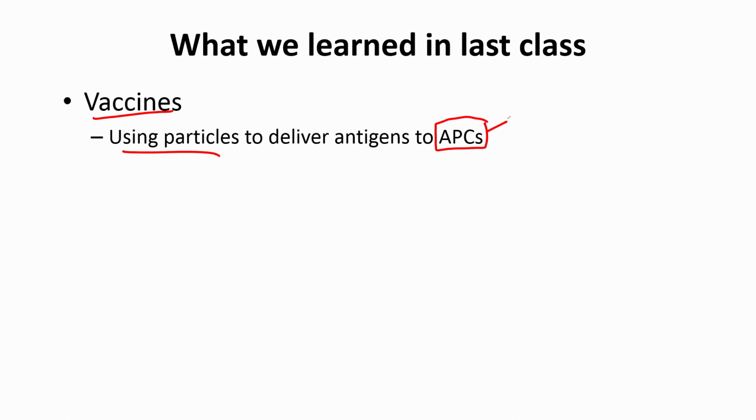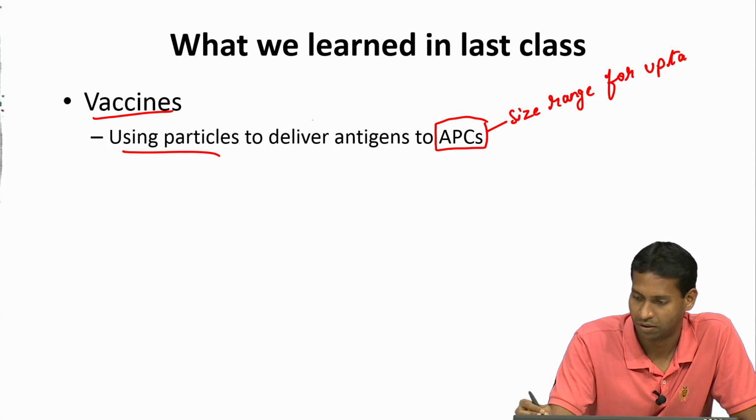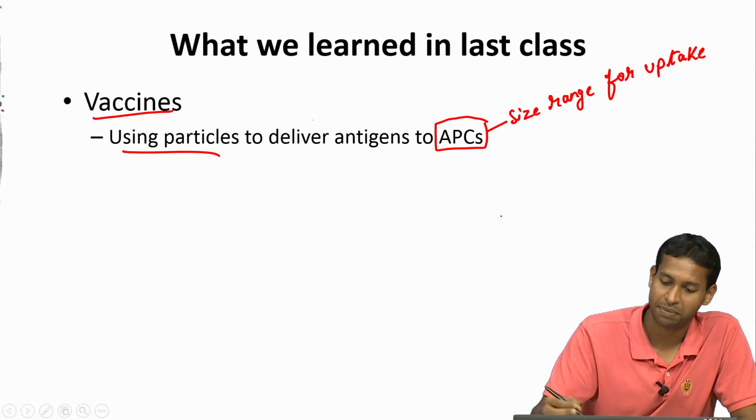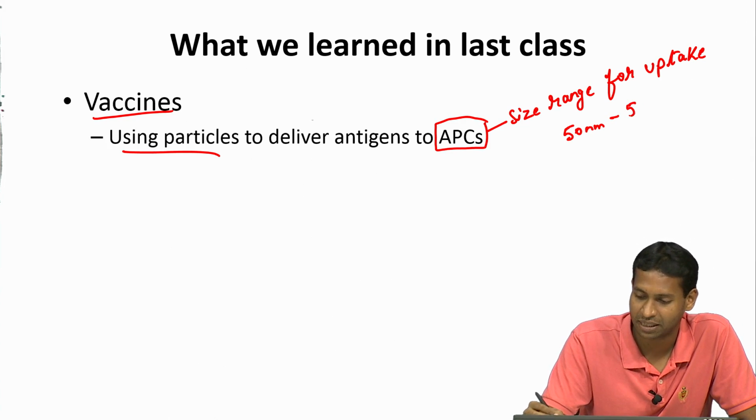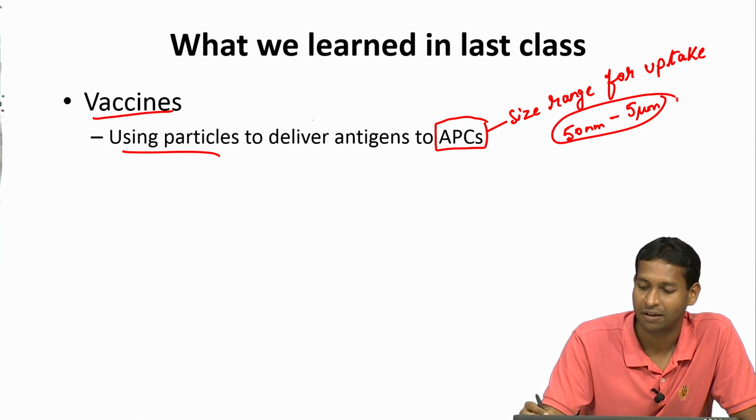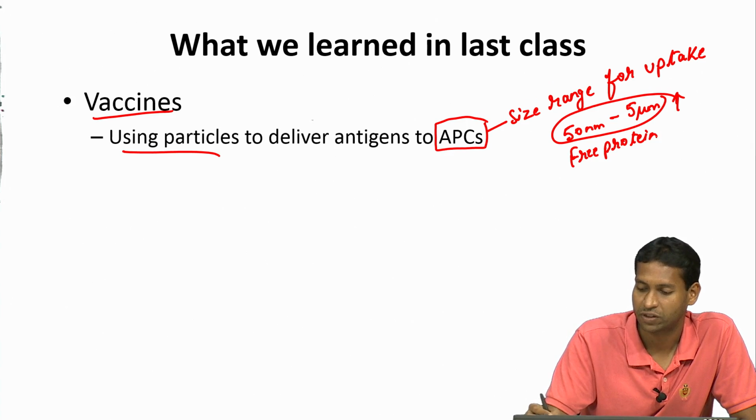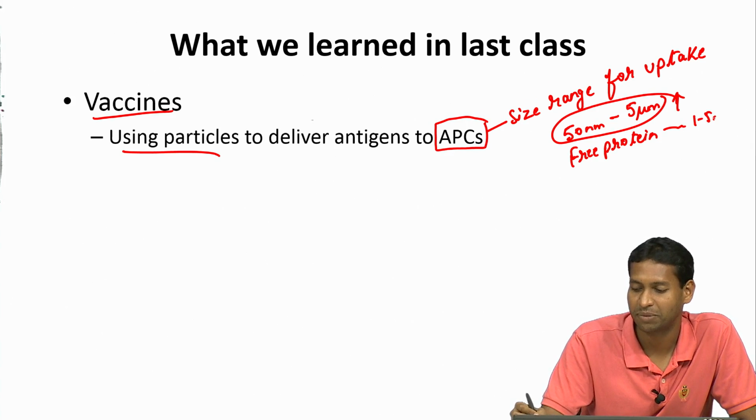The size range for uptake is much better when they are in between, let us say, 50 nanometer to 5 micron. It is a big range and there is also ups and downs here, but it is much higher compared to, let us say, free protein, which could only be about 1 to 5 nanometer. So, first of all, you can now deliver quite a lot of things.